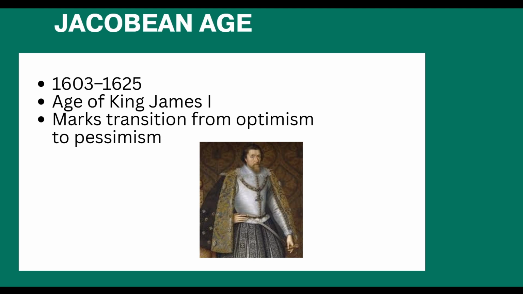Second point is the age of King James the First. The word Jacobean comes from Jacobus, the Latin form of James. So just like the Elizabethan age comes from the word Elizabeth, the Jacobean age comes from the word James, whose Latin word is Jacobus. The third point is the marked transition from optimism to pessimism.